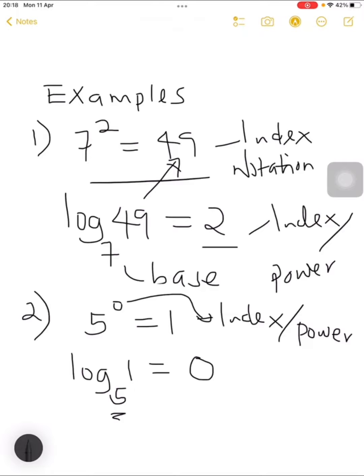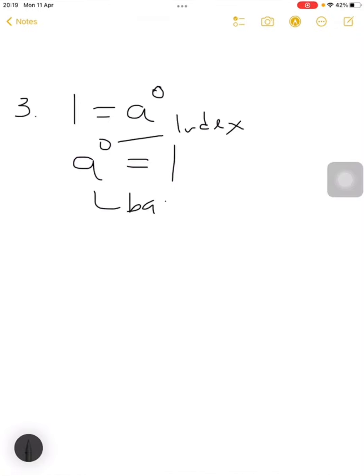Example number 3. We have 1 is equal to a power 0. If you don't want to get confused, just start with a power 0 is equal to 1, which is still the same as 1 is equal to a power 0. Once you have it as a power 0 is equal to 1, now you can easily identify your base and your power. This is our index or the power, and this is our base. And therefore, in terms of log, it will be log 1 base a is equal to 0.